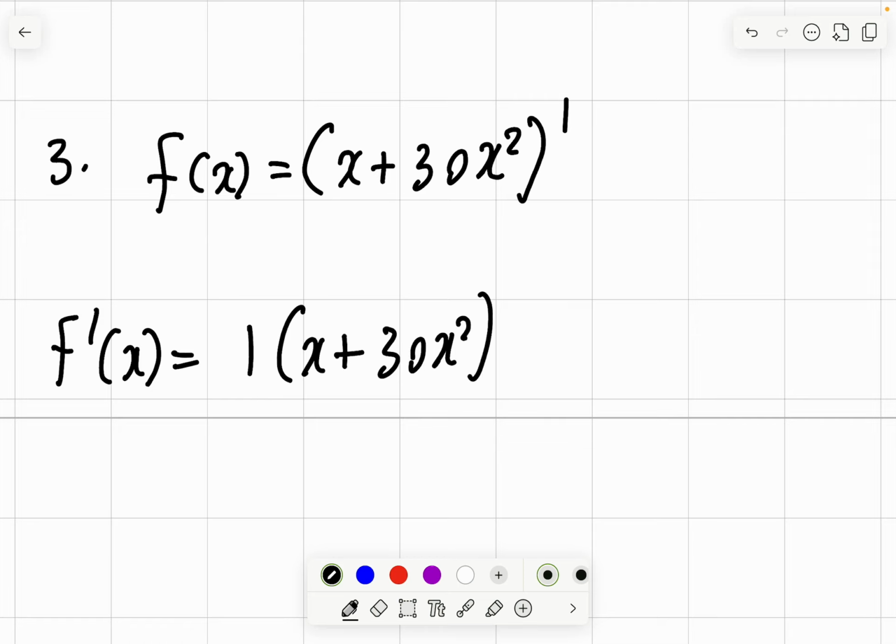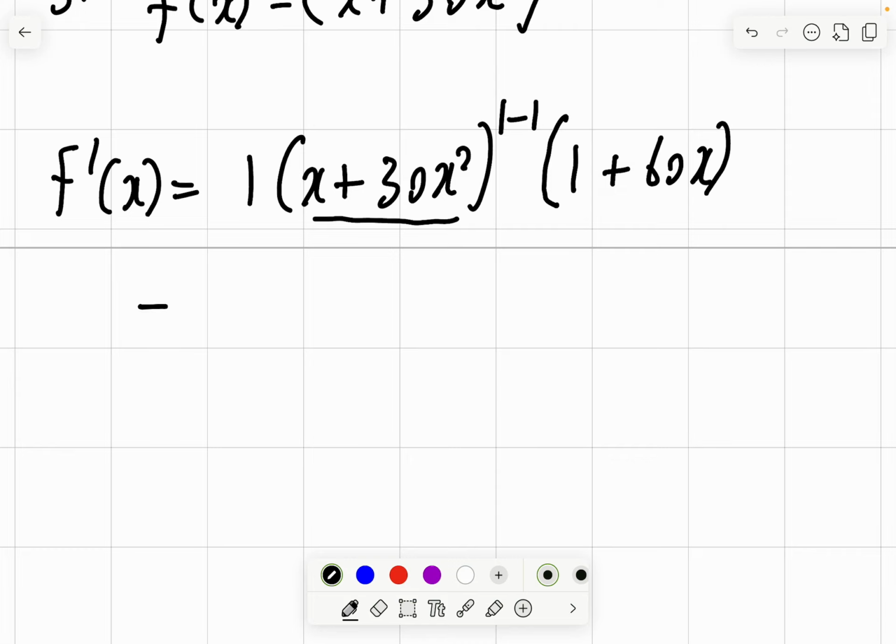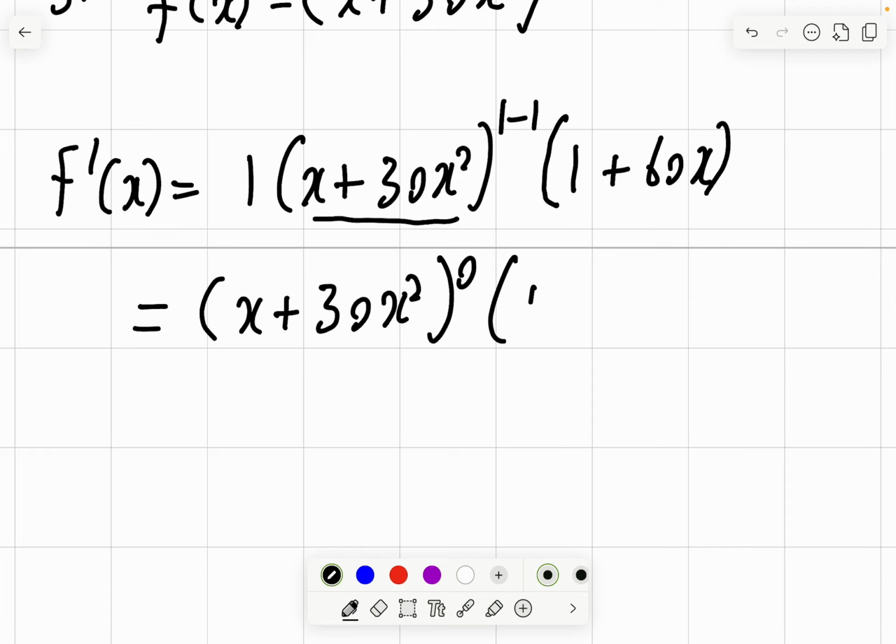You subtract 1 from that thing. You subtract 1. Therefore, you multiply by the derivative of whatever is inside, which is going to be 1 plus 60x. Therefore, you are going to remain with x plus 30x squared raised to 0, since 1 minus 1 is 0. Therefore, you have 1 plus 60x.